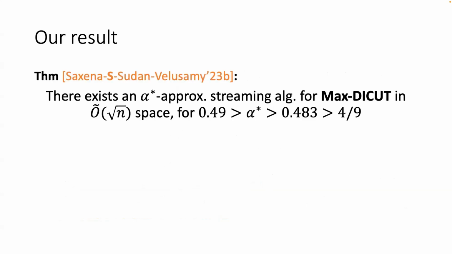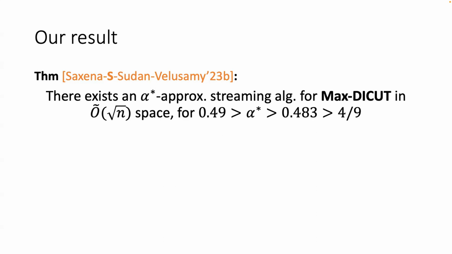Okay, so now I just want to tell you about the result that I want to build towards over the remainder of the talk: there exists a streaming algorithm which uses slightly more than square root n space and achieves an approximation factor which is strictly better than 4/9. It's better than 0.483. It's not as good as 0.49, so it's not as good as 1/2, which would be the best thing that you could hope for.